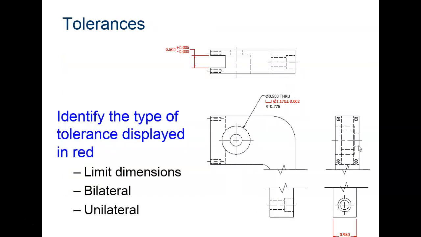So here are 3 types of tolerance. You're supposed to identify the 3. I'll give you a big hint. There's only 3, and there are only 3 here. So this one looks like unilateral because whatever this is has only one direction for its tolerance. This one looks like it's bilateral because of the plus and minus, so it can be in both directions. This is a limit. I have a lower limit and an upper limit.